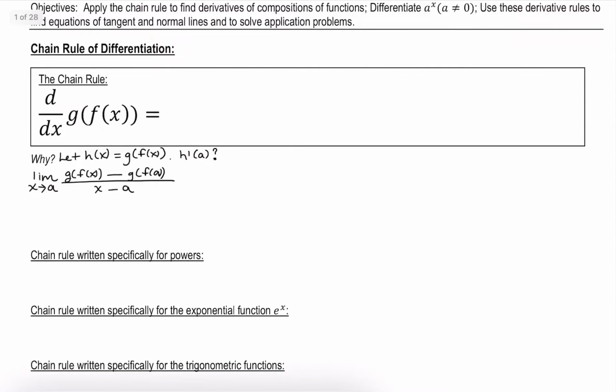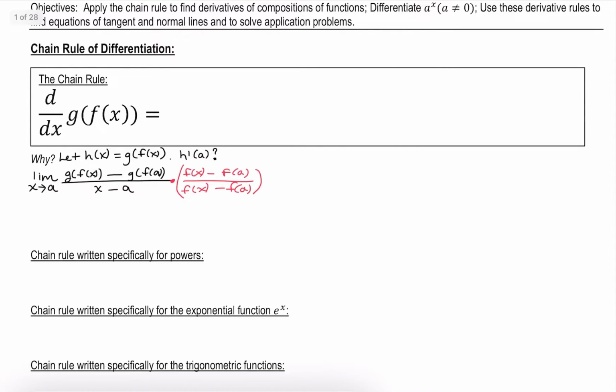Now, what we are going to do here is multiply by a version of 1, so that's going to keep it legal, right? I'm going to have us multiply by f of x minus f of a all over itself. f of x minus f of a.